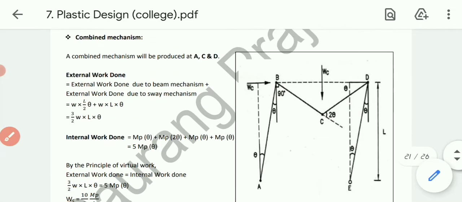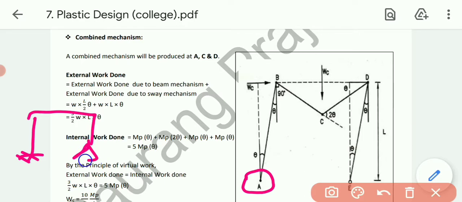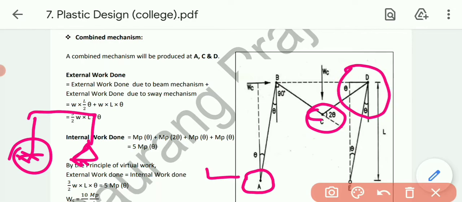First of all, where will the combined mechanism hinges be produced? First of all at A, because our original figure is like this: at A fixed support and over here hinge support. So A fixed support; B obviously no, as we have discussed, we are taking only one point on the left hand side leg, A. Then this central point, that is C, and then this point D, one of the frame and also one of the beam. And at E, as it is a hinge support, no plastic hinges will be produced. So plastic hinges will be produced at A, C and D.